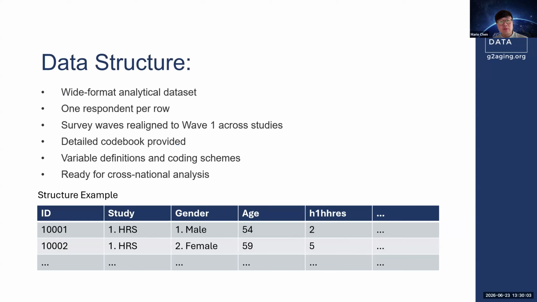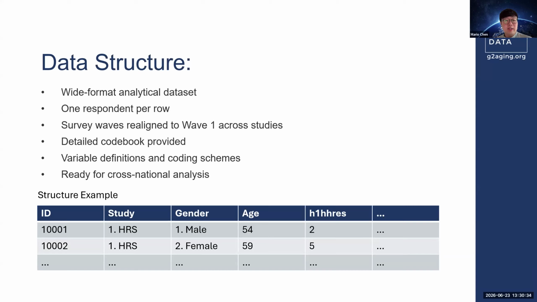Before moving on to the potential research opportunities supported by this dataset, I'd like to briefly highlight how the dataset is structured. The dataset is provided in a wide format, an analytical file, where each row represents a single respondent and each column represents a harmonized variable. This structure makes it straightforward for users to conduct descriptive analyses, regression models, and cross-country comparisons without additional data restructuring.